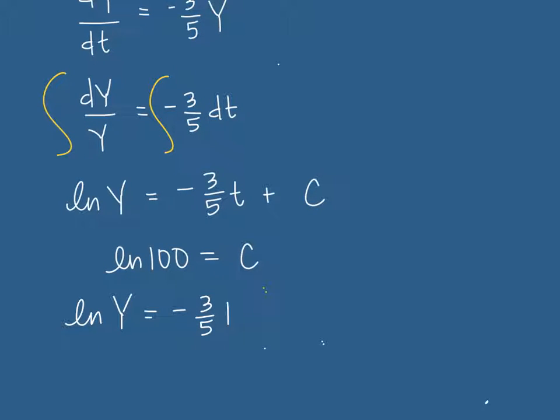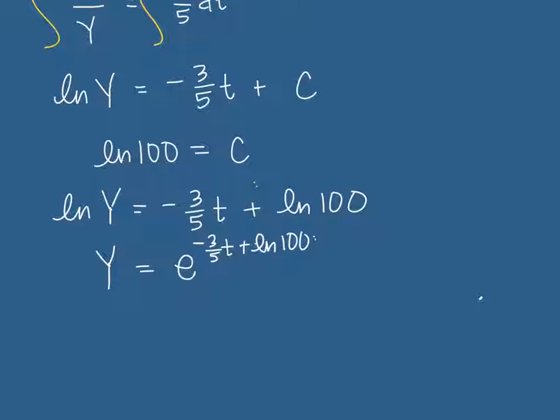So negative 3/5 of t plus the natural log of 100. Exponentiate both sides. y is e to the negative 3/5 t plus the natural log of 100, which I can simplify to y being equal to 100 e to the negative 3/5 of t.